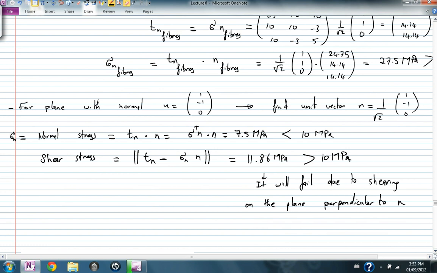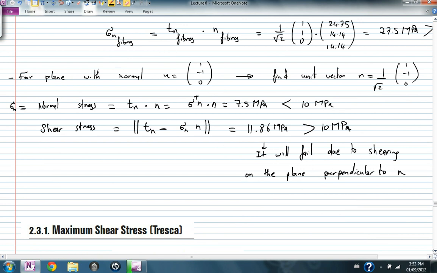Okay, so this is how to check whether material will fail or not, according to the orientation of the stress and according to the plane that is under consideration. We look at the plane, we know what the maximum normal stress and the maximum shear stress are on this plane, and knowing what the actual stress is, we can find the actual normal stress and the actual shear stress, compare them with the maximum values, and know whether the material will fail or not.